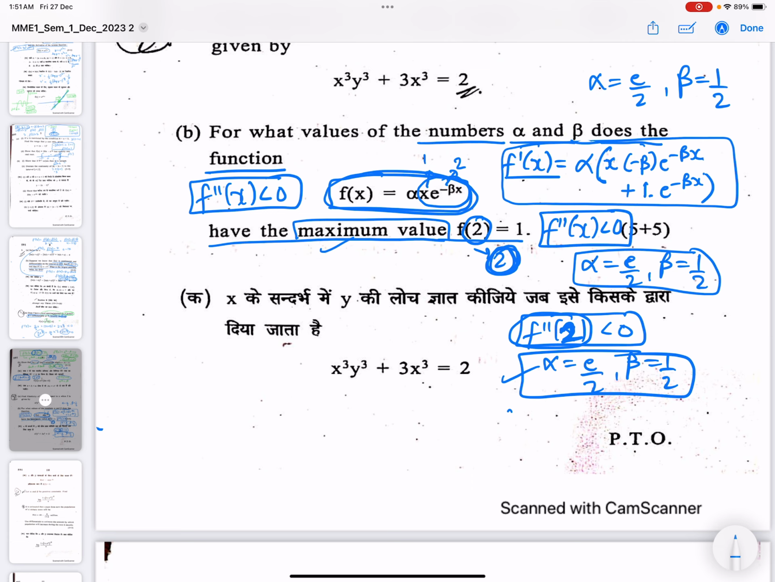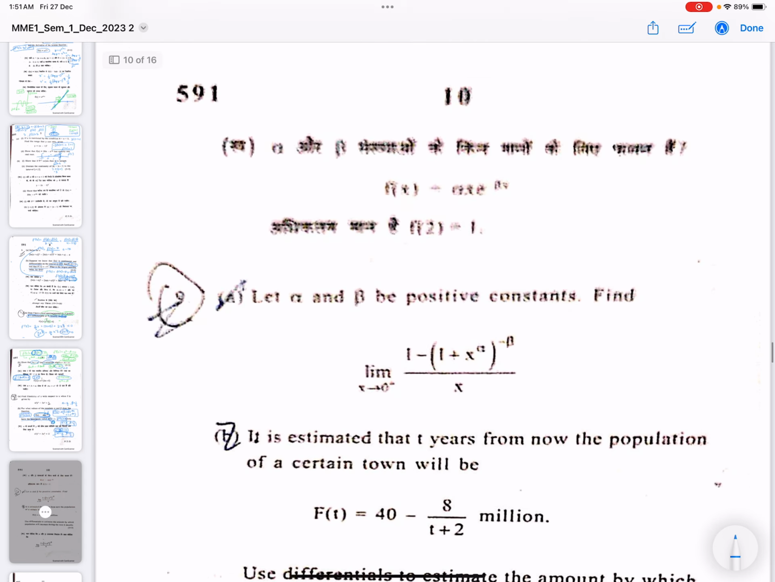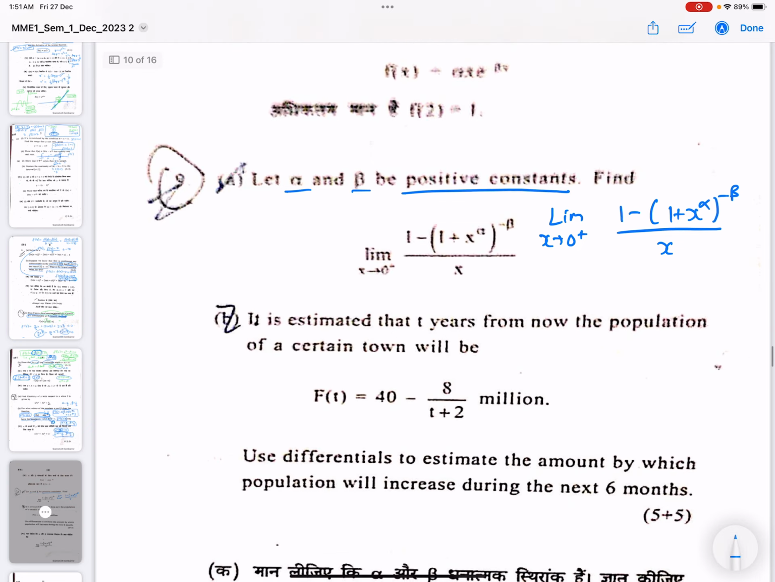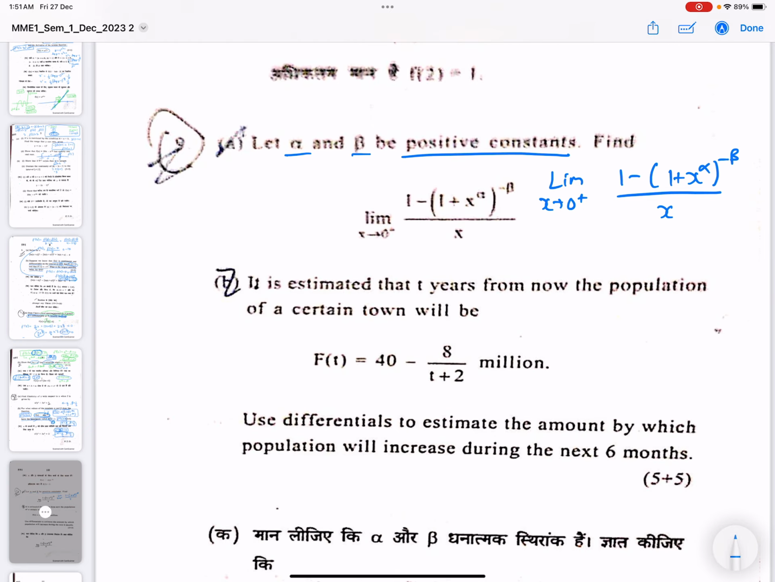Now moving to the 9th question. Let alpha and beta be positive constants. Find the limit as x approaches 0 plus of 1 minus (1 plus x to the power alpha) whole power minus beta, upon x. Now when x approaches 0 plus, 0 to the power something would approach 0 only. So we would be left with 1 to the power minus beta, where beta is a constant, so this would be 1 only.